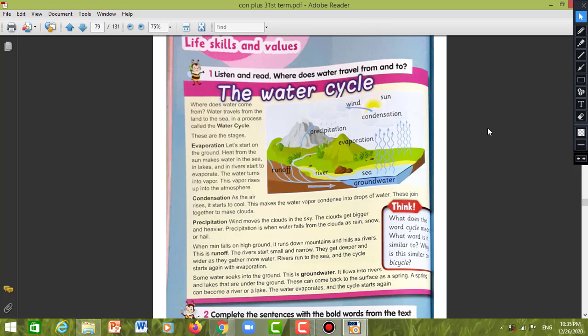Then they start to make small and narrow rivers. They get deeper and wider as they gather more water, and the rivers run into seas, and the cycle starts again with evaporation.